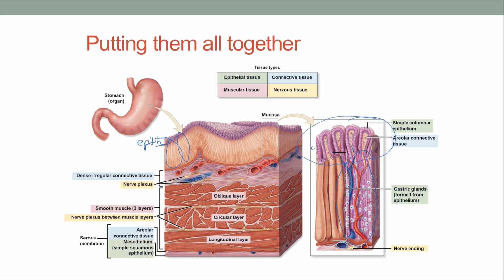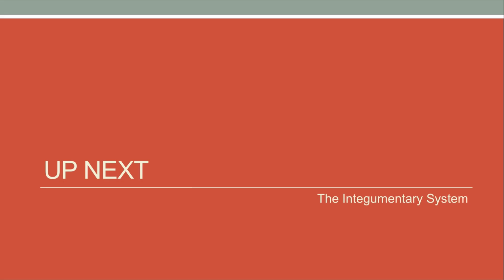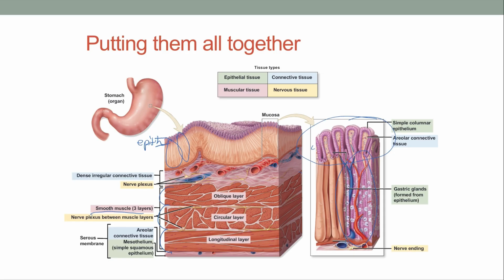Then there are three layers of smooth muscle, 1, 2, 3, that allow the stomach to do its work, to contract and squish and churn your food and then push it out of the stomach. And finally, there's a serous membrane that surrounds the whole stomach, which has both a connective tissue layer and an epithelial cell layer.